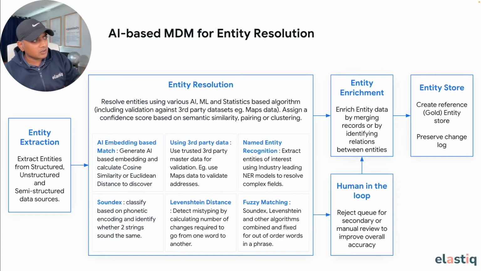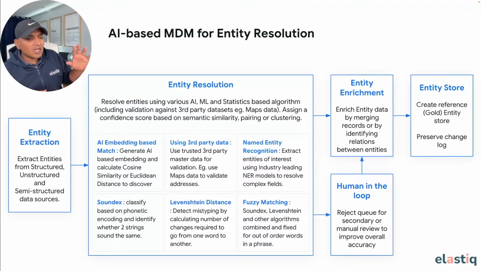And entity resolution can be done using various AI/ML or statistical-based algorithms, including validation against third-party datasets, for example, maps data. And I'm going to show you an example in just a minute with a live demo, right? You can assign a confidence score based on semantic similarity, pairing, or clustering, various algorithms there. And these are some of the ways in which we do entity resolution.